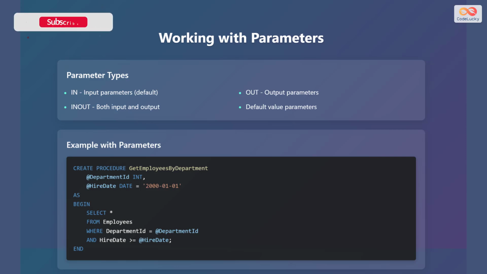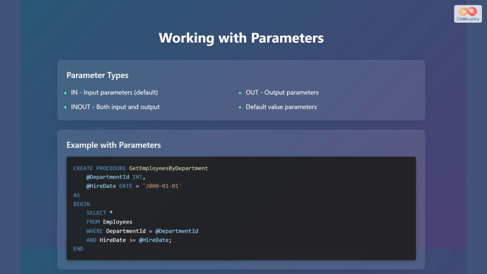Stored procedures become very powerful when you start using parameters. Parameters allow you to pass values into the procedure, making it more flexible. There are different types of parameters you can use. IN parameters are input parameters, which means you pass values into the procedure. This is the default type.